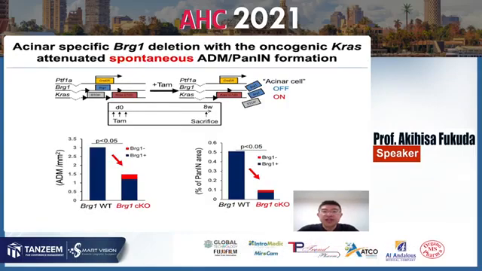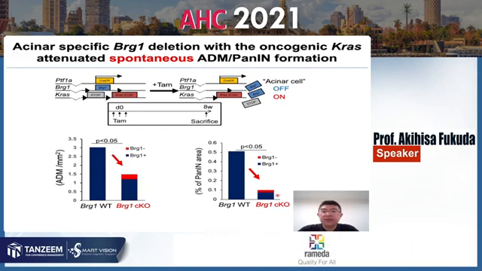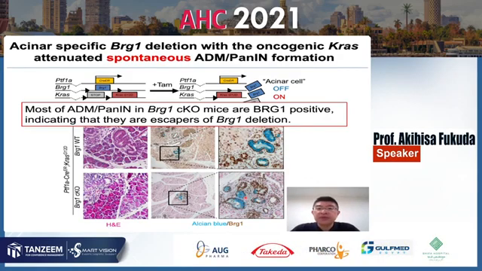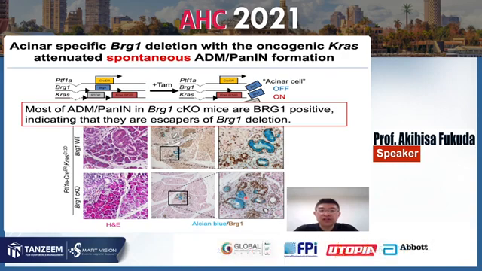We assessed spontaneous ADM and PanIN formation in these mice. As shown here, significantly less ADM and PanIN were formed in BRG1 knockout mice compared to controls. This is the immunohistochemistry of BRG1. Residual positive PanIN shown in lower panels is mostly BRG1 positive in BRG1 knockout mice. So, we concluded that BRG1 plays a critical role in oncogenic KRAS-induced spontaneous ADM and PanIN formation.